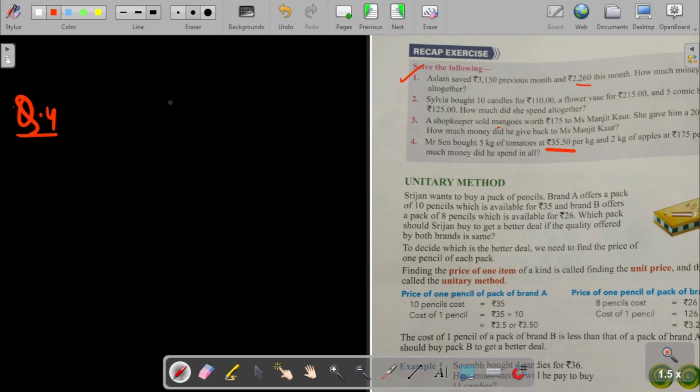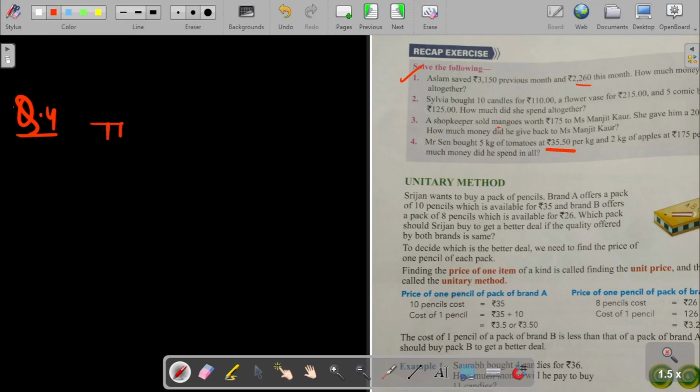Suppose you buy one pencil, one pencil is rupees 3. So what is the price of two pencils? মনে করো একটা পেন্সিল তুমি 3 টাকা দিয়ে কিনলে। এবার যদি দুটো পেন্সিল কিনতে যাও তাহলে কত টাকা লাগবে? Rupees 3 multiplied by 2, total 6 rupees. So here also we are doing the same. For 1 kg tomato the price is 35.50. So what is the price of 5 kg tomato?